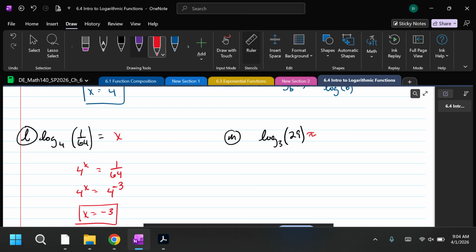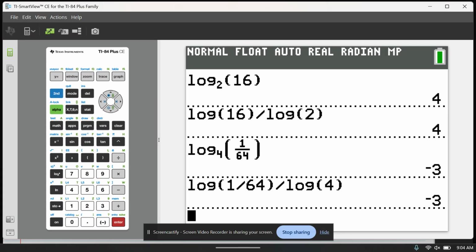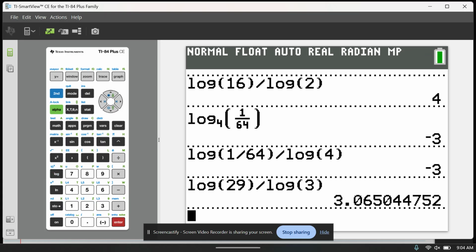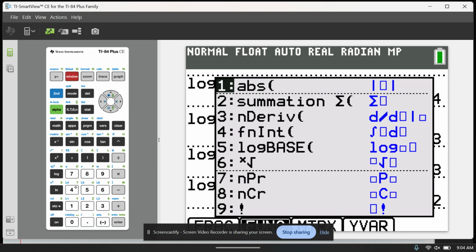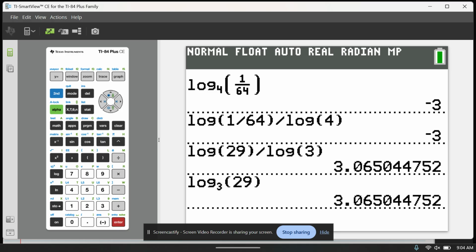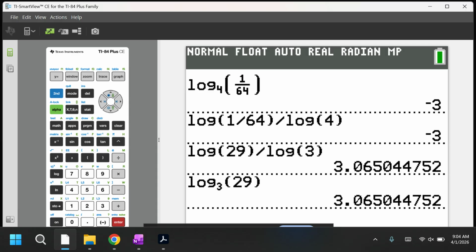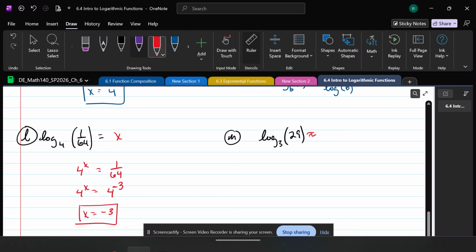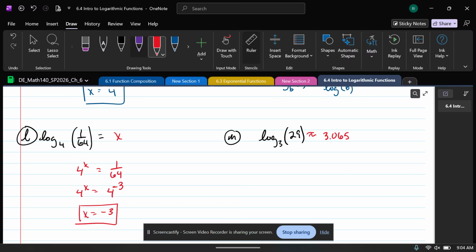I'm either going to do the change of base, log 29 divided by log 3, and I'm going to go 3 decimal places there, 3.065. Or I'm going to do the alpha window version, log base 3 of 29. Same decimal, it's the same math making that happen. So approximately 3.065. And it'll tell you what to round to on ones that don't work out perfectly.